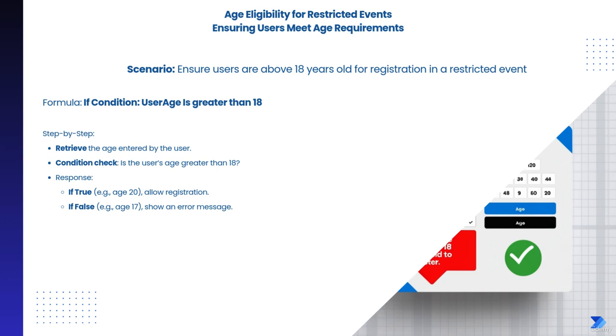Step-by-step explanation. Input data: retrieve the age entered by the user during registration. Condition check: the flow checks if the user's age is greater than 18. Response: if the user's age is 20, the condition returns true. Allow the user to complete the registration. If the user's age is 17, the condition returns false. Display an error message stating that the user must be at least 18 years old.